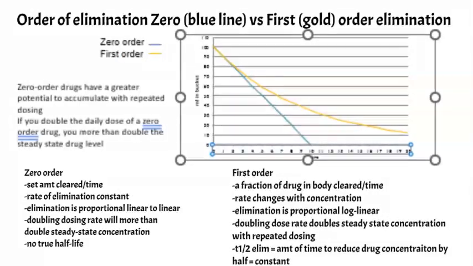To illustrate the difference between first and zero order kinetics, imagine two buckets with holes in the bottom. Each bucket initially contains 100 milliliters of water. The zero order bucket, blue line, has a fixed hole that will allow 10 milliliters of water to drain per hour. The first order bucket, the gold line, has an elastic bottom that will stretch and contract with the weight of the water so that 10% of the remaining water will drain per hour.